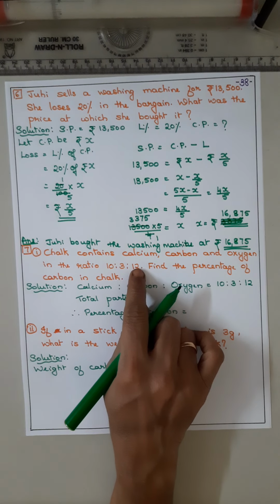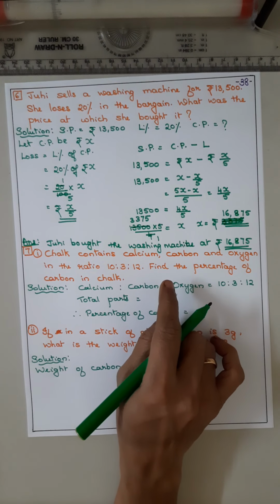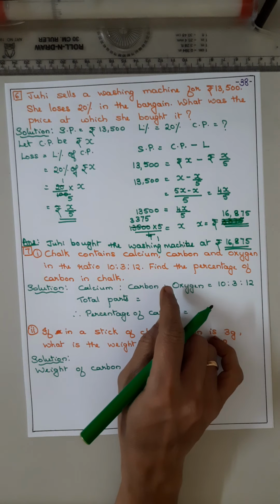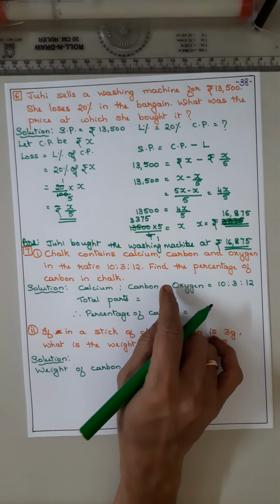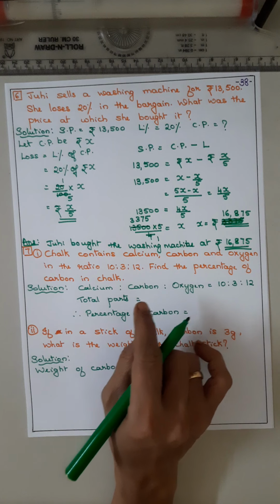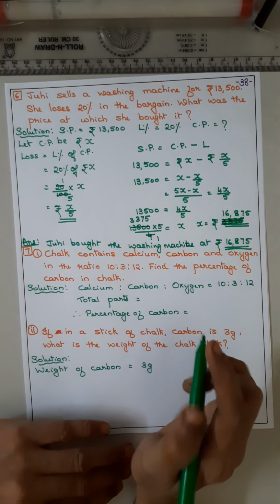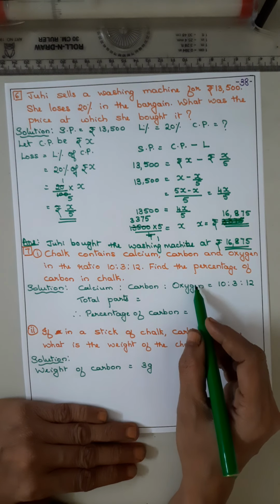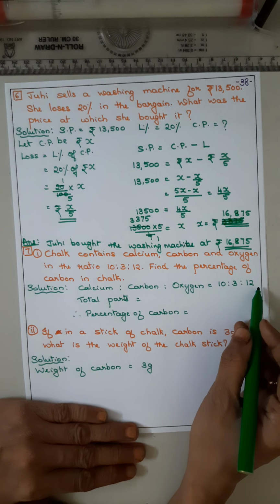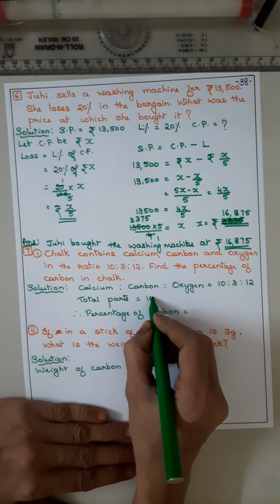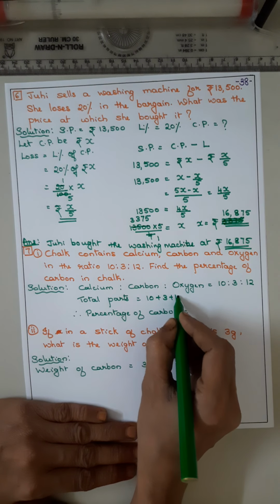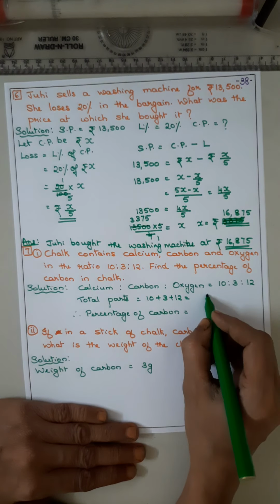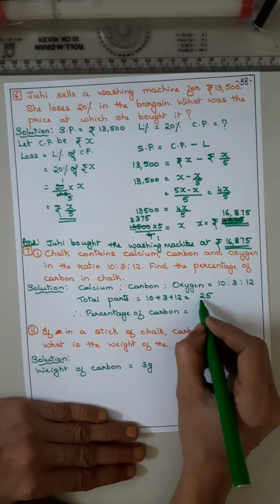Chalk contains calcium, carbon and oxygen in the ratio 10:3:12, find the percentage of carbon in the chalk. So the ratio में calcium is to carbon is to oxygen is 10:3:12. So total parts कितने आएंगे? 10 plus 3 plus 12. 3 plus 2 5 and 1 plus 1 2.